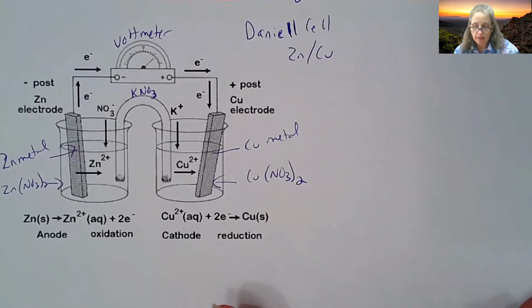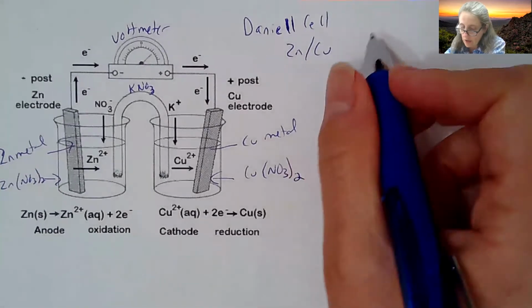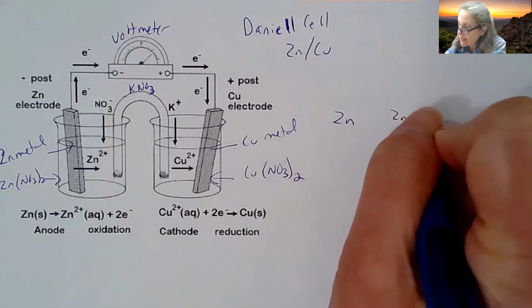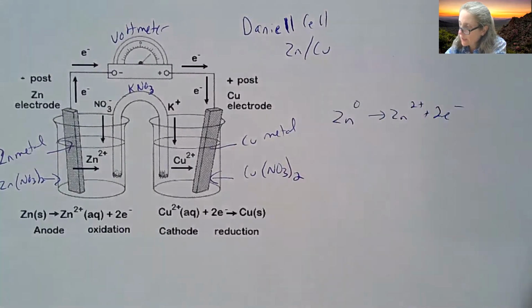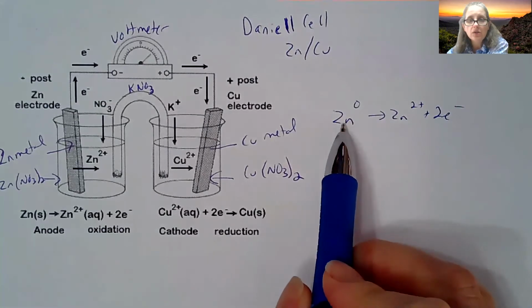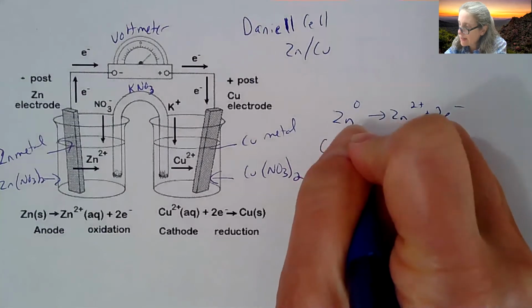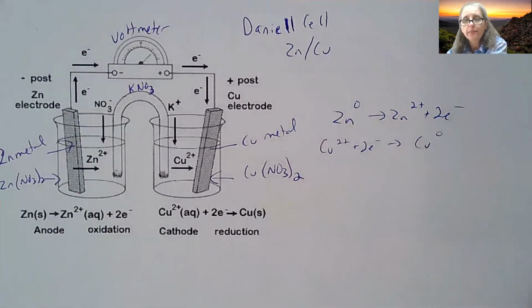So I'm going to write down the two reactions over here. So I have zinc becoming zinc ion. So it's losing 2 electrons. Okay, so it's undergoing oxidation. So it's going from a 0 oxidation state to a +2. And then copper is gaining those 2 electrons to become copper metal.